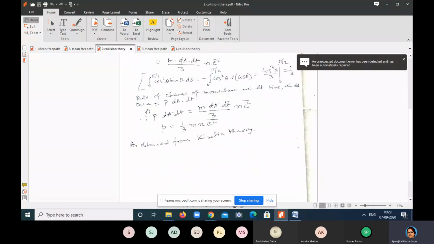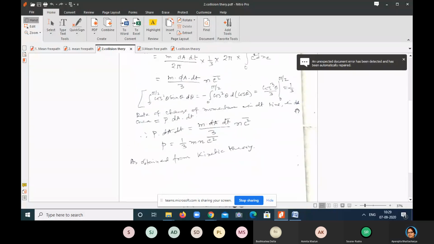Now, in a similar way, if we define a pressure as P, then in time dt, the change of momentum in this area dA will be P into dA into dt, right? So that is what pressure means. Pressure P multiplied by dt into dA will give us what we have estimated so far in the right hand side of this expression. So if you put all these values, we ultimately come to P equal to 1/3 mn c bar square.